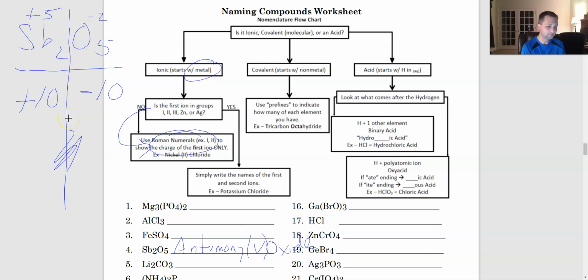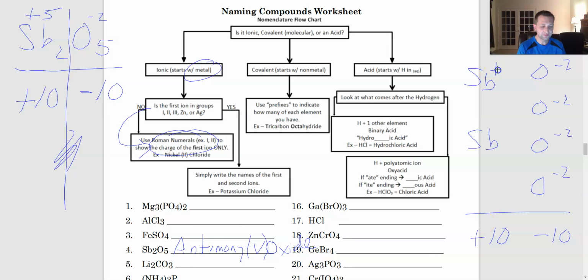So if you drew all this out like you did when I taught you this, you would see that you have O -2, 5 times. Okay, so it gives you -2, 4, 6, 8, 10, -10. And you have 2 Sbs, because that's the formula, right? So you have Sb, Sb. All right, so you have -10. You want to get +10, so you have to do +5, +5. All right, so antimony 5 oxide, because of the charge here.